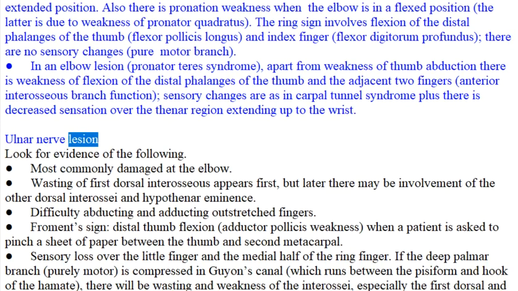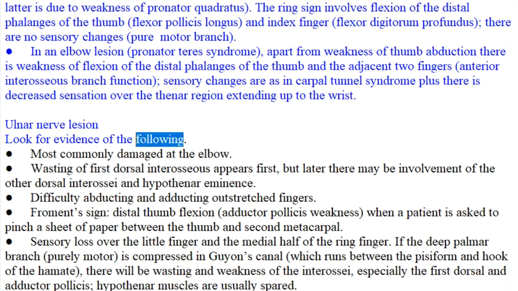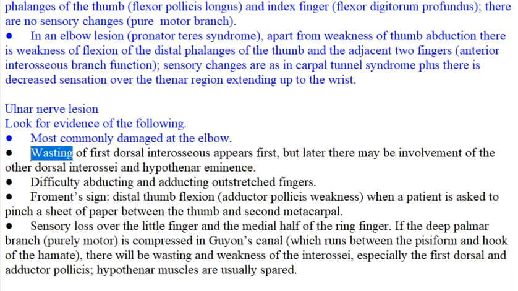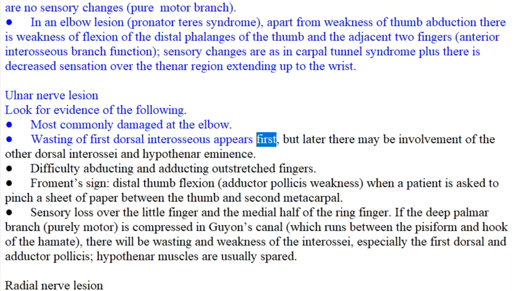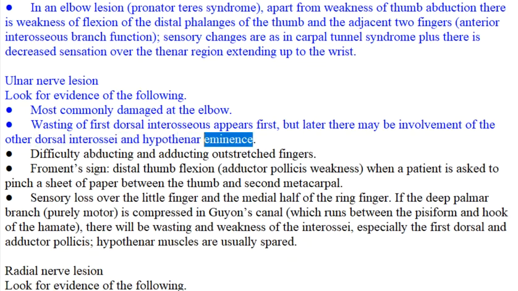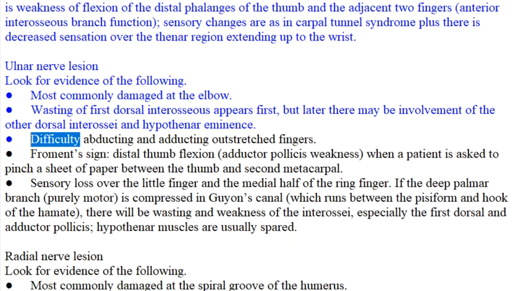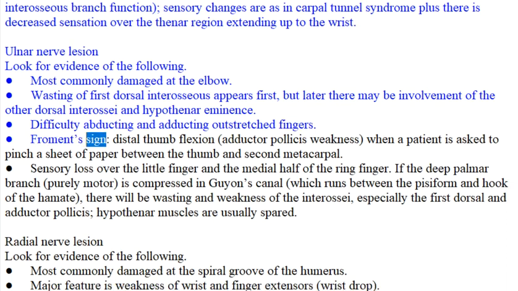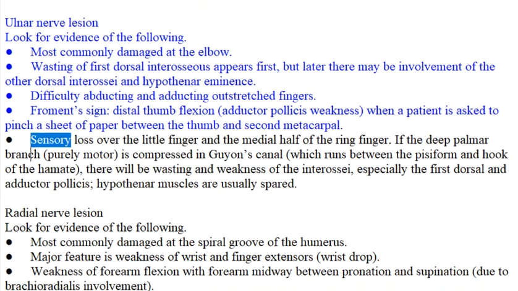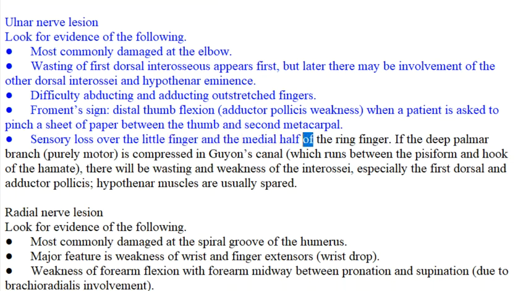Ulnar nerve lesion. Look for evidence of the following. Most commonly damaged at the elbow. Wasting of first dorsal interosseous appears first, but later there may be involvement of the other dorsal interossei and hypothenar eminence. Difficulty abducting and adducting outstretched fingers. Froment's sign, distal thumb flexion, adductor pollicis weakness, when a patient is asked to pinch a sheet of paper between the thumb and second metacarpal. Sensory loss over the little finger and the medial half of the ring finger.